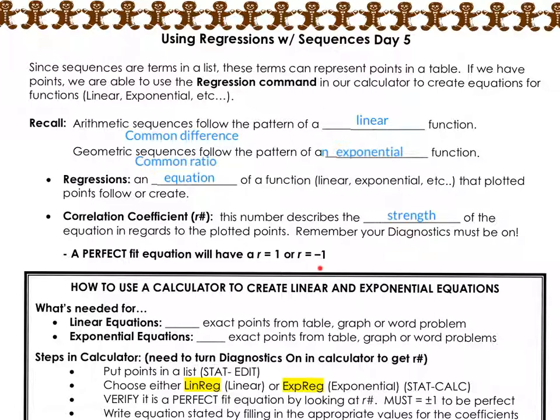Now, as far as a linear function, if we have 3 points, that is more helpful than 2, because if we have 2 points, no matter what, the R value is going to say that it's perfect because only one line goes through 2 points. Okay, so let's move on to the next part.